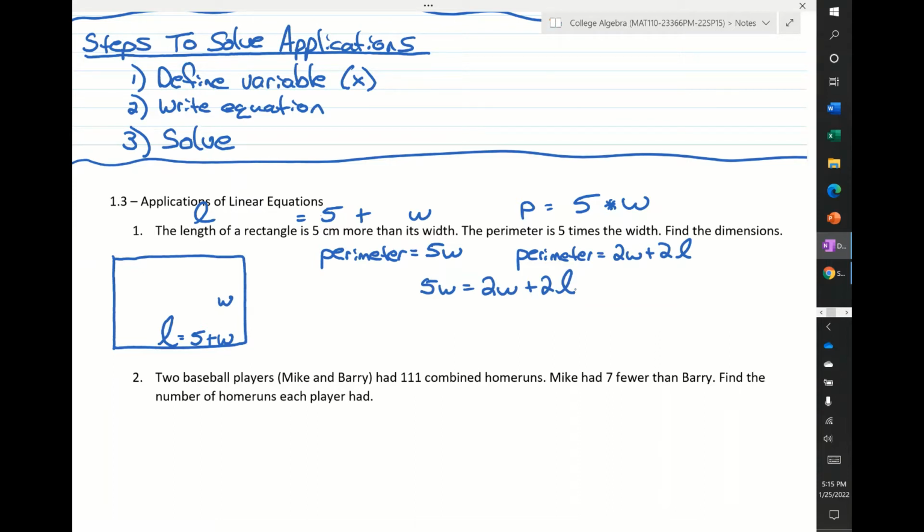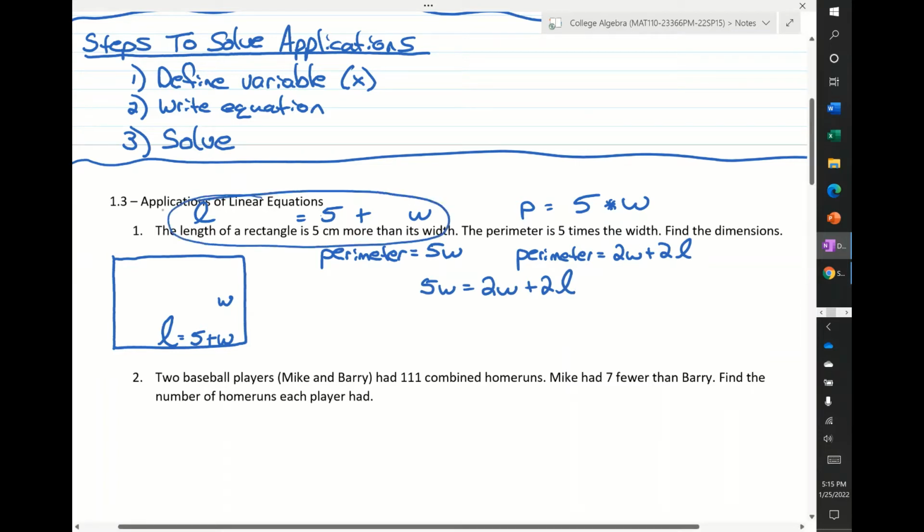There's one more step to really get this ball moving. We have 2 variables, and we didn't use this at all. We know that the length is 5 plus the W. Does anyone see how we can incorporate that into this equation?